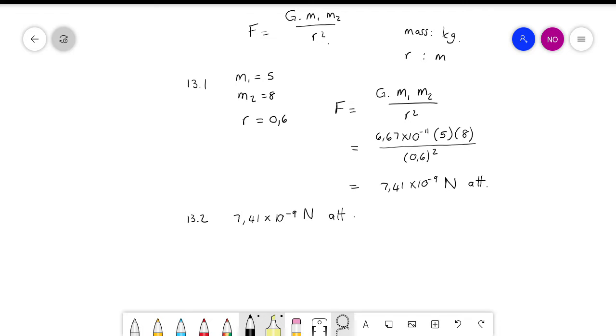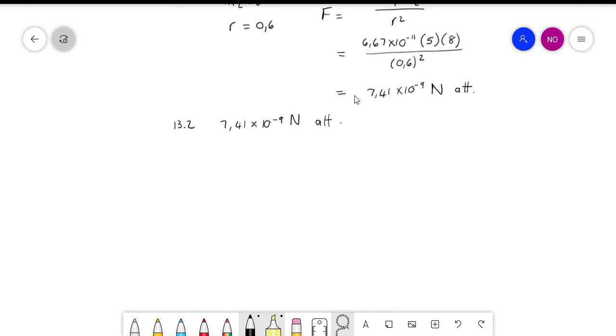And it also attracts the other one. Okay, nou sê hulle vir ons, wat gaan die krag tussen die twee voorwerpe wees as die afstand tussen hulle halveer word en die massa van albei verdubbel word? So let's first see what happens to the force and then we'll apply it on the actual numbers.